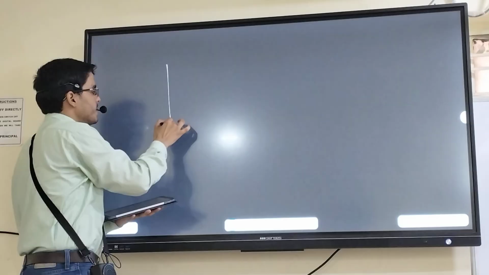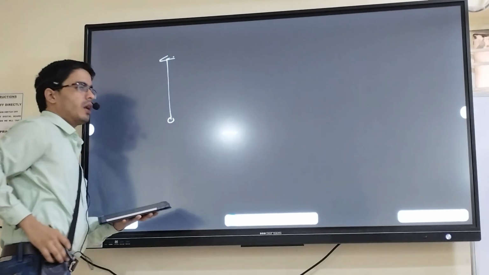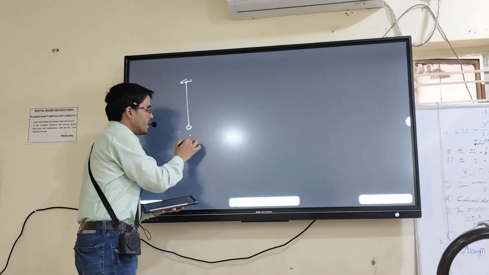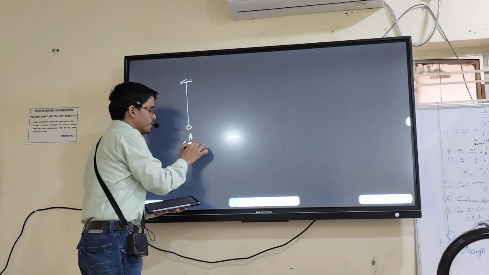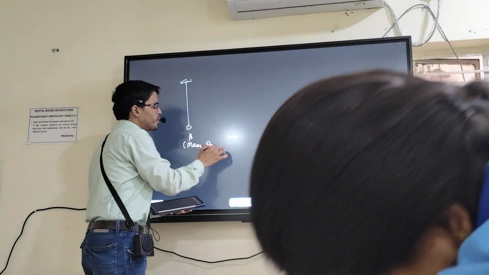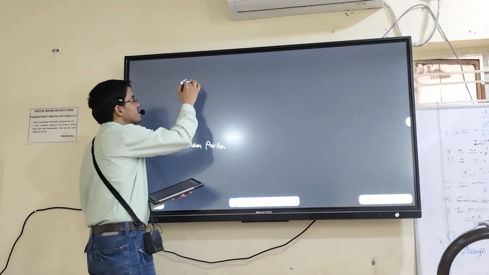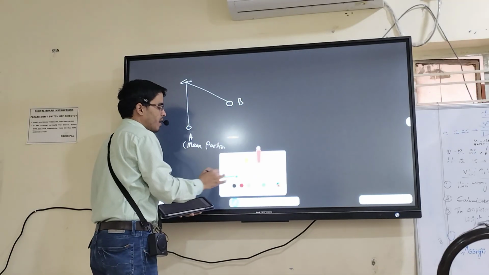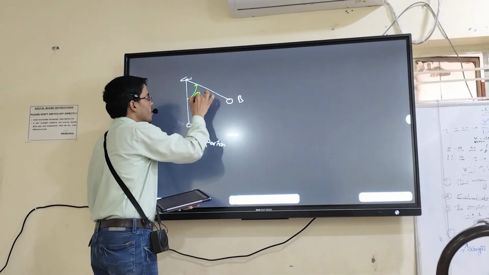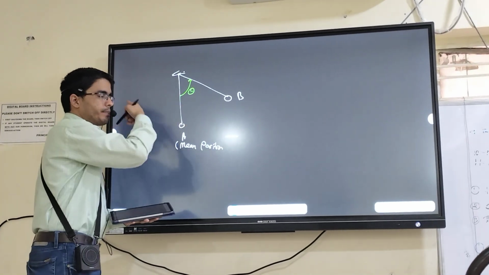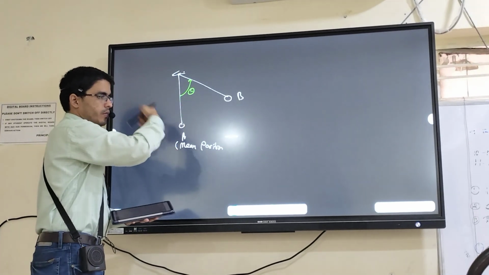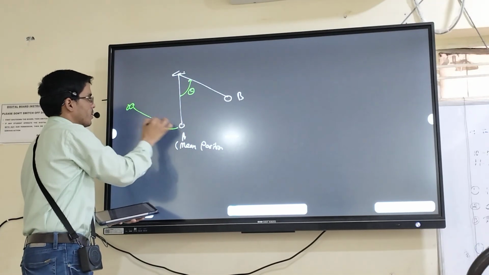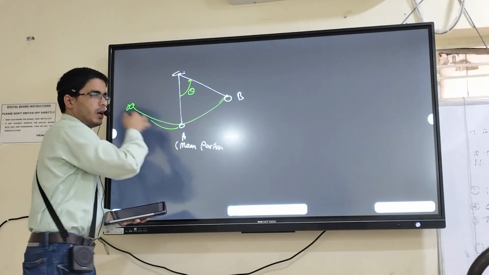See, that is one object. Okay. Suppose that is the mean position, A. You know, we have two positions, mean and extreme. Suppose that is position B, that is position A. And that angle is theta. Now, is that periodic or oscillation? That is oscillation, sir. Oscillation. Yes.